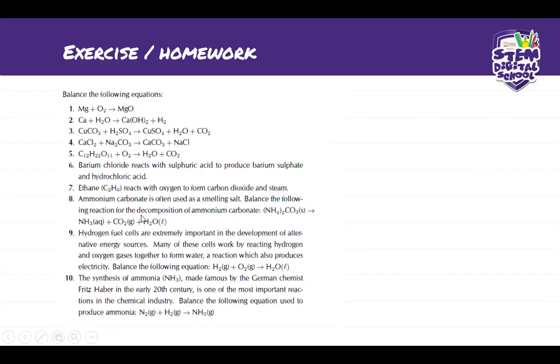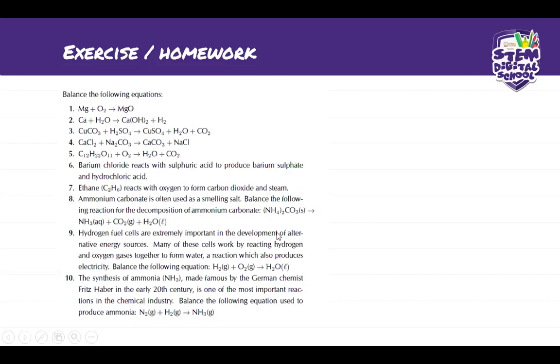Okay, so going to number 9, it says hydrogen fuel cells are extremely important in the development of alternative energy sources. No, we move. I've just skipped one. We're actually on number 8, right? Ammonium carbonate is often used as a smelling salt. Balance the following reaction for the decomposition of ammonium carbonate. Okay, remember the decomposition reaction that we spoke about? We said we have one body and it slowly breaks down into small pieces. So that's what we have here.